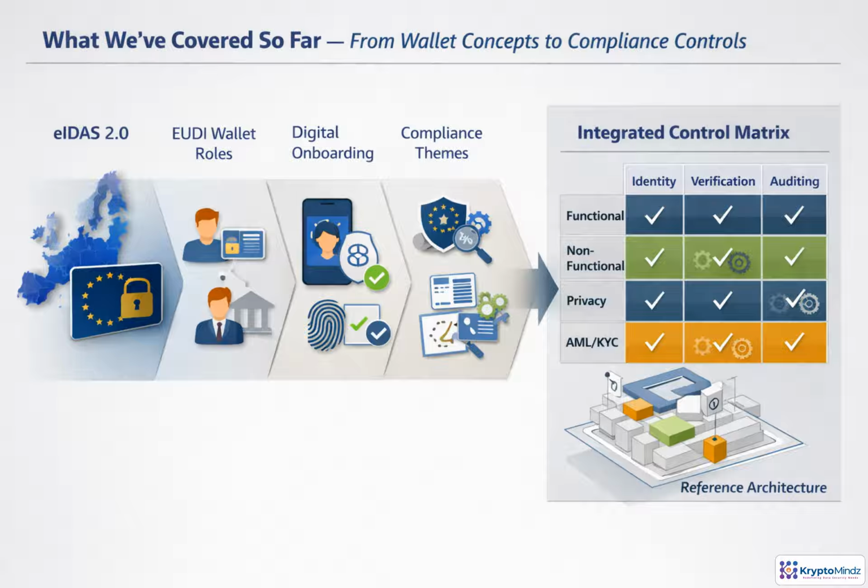We have moved from the policy intent of eIDAS 2.0 through wallet ecosystem roles into a concrete onboarding and KYC scenario. We also mapped the key privacy, audit, and AML obligations. Now the control matrix turns that learning into design input for the reference architecture ahead.